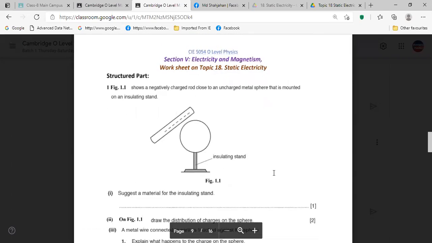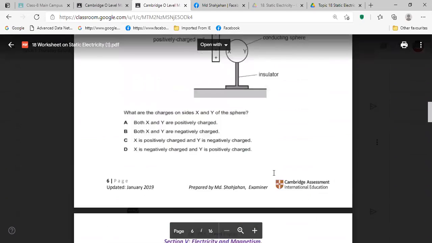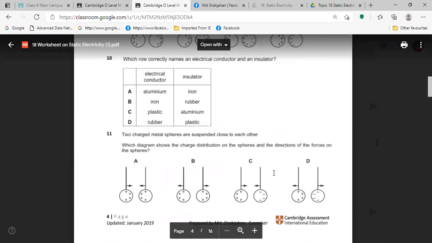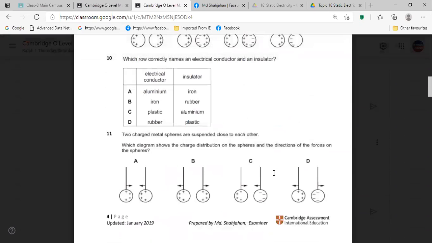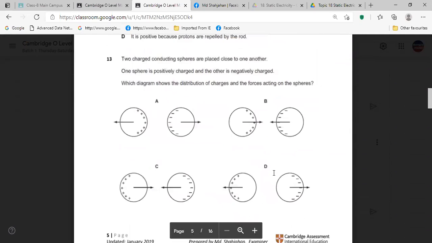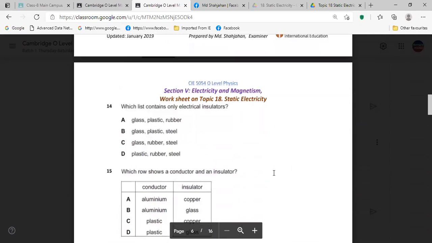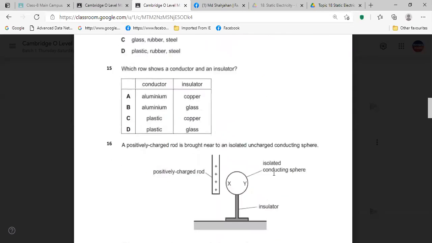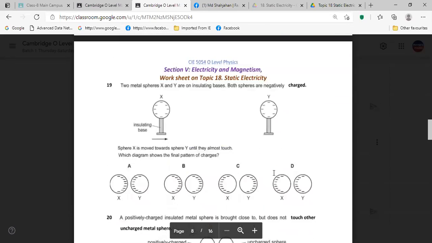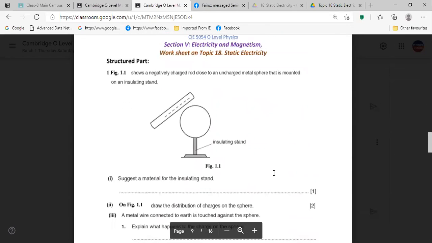And if you practice these 20 questions, any kind of question coming from static electricity, you can answer from O level. These types of questions are the only ones coming around all the series like May, June, October, November 2020. If you search, these similar questions are coming again and again. So you continue the structured part.